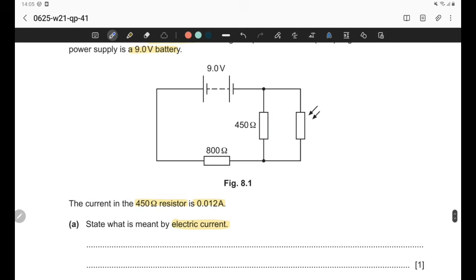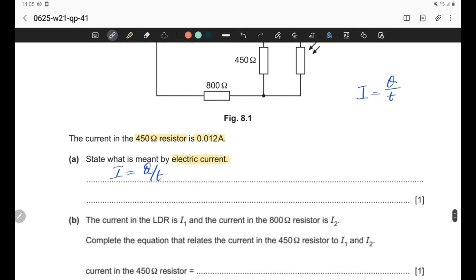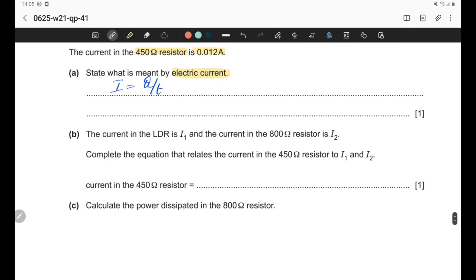So in order to define what is electric current, we can use the equation of electric current, that is nothing but rate of flow of electric charge. So we can write down I equal to Q over T, or in words you can write rate of flow of electric charge. Since it is 1 mark, 1 point is enough. Part B, the current in the LDR is I1 and the current in the 800 ohm resistor is I2. Complete the equation that relates the current in the 450 ohm resistor to I1 and I2.